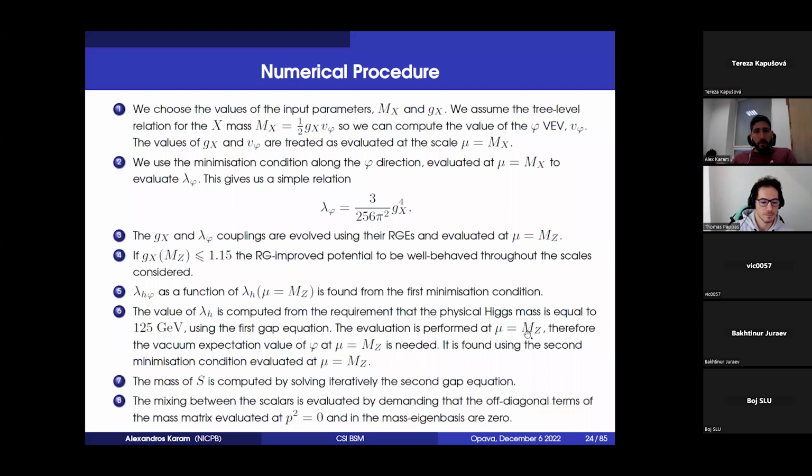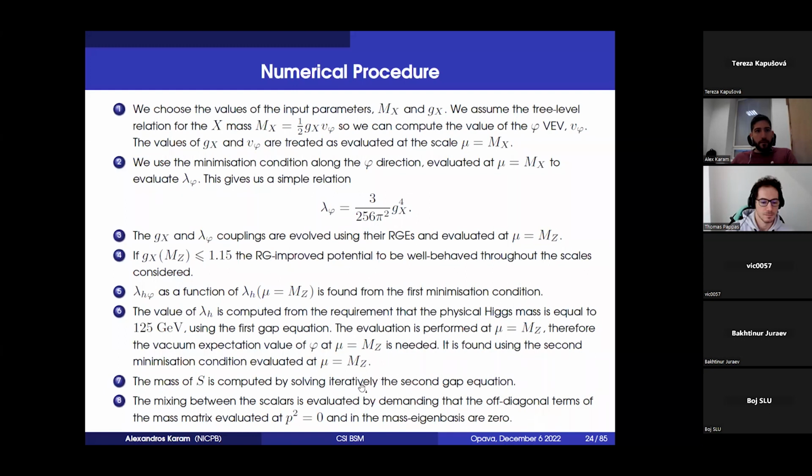So the evaluation is performed at MZ. Therefore, we need the expectation value of varphi at MZ. Remember that also the vacuum expectation values run with energy, and it can be found from the second minimization condition. Then we solve the second gap equation to obtain the mass of S iteratively.